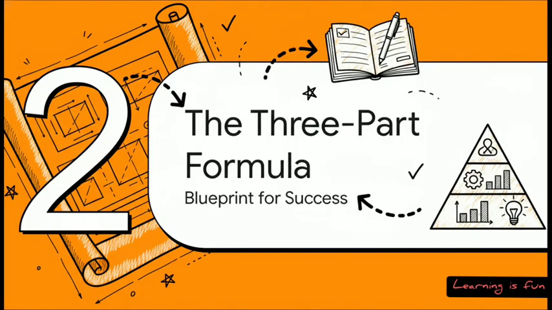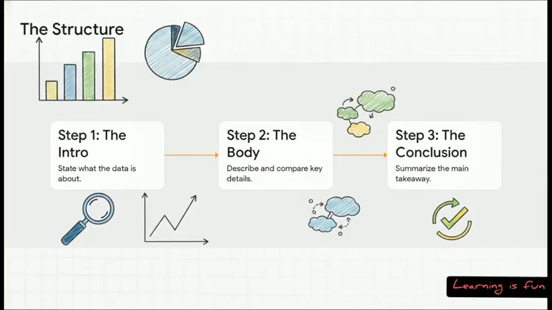So you might be wondering, how do I fit all of that into one short paragraph? It might sound a little tricky, but the good news is there's a simple, repeatable structure. This is your blueprint for success. And there it is, just 3 simple steps: the introduction, the body, and the conclusion. Seriously, if you can master these 3 parts, you can write a perfect analytical paragraph about any chart or graph they throw at you. So let's break each one down.